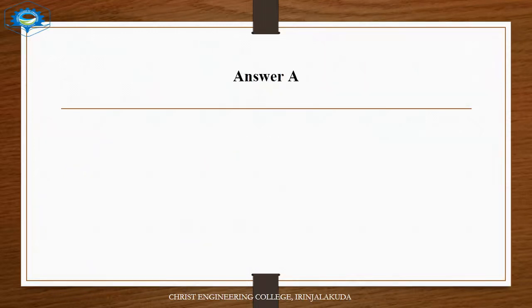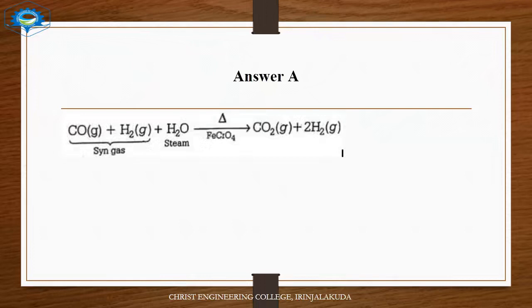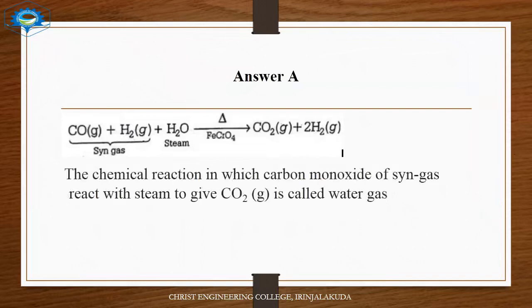In order to know its answer, you should know what water gas is and how it is formed. It's a direct question. Water gas is formed from reacting steam and syngas, carbon monoxide and hydrogen gas, which are the gases formed from red hot coke. So passing steam over red hot coke, which contains carbon monoxide and hydrogen, will release water gas.